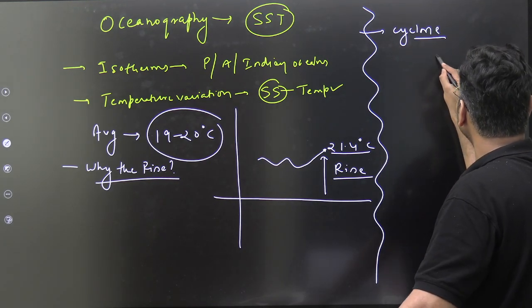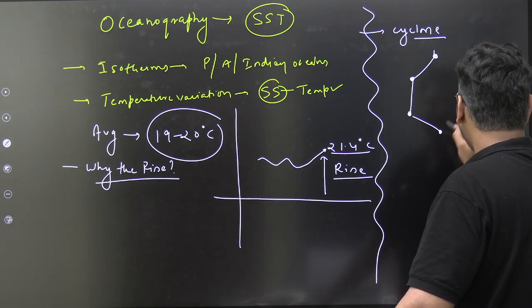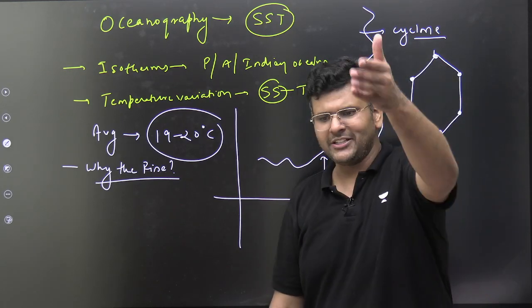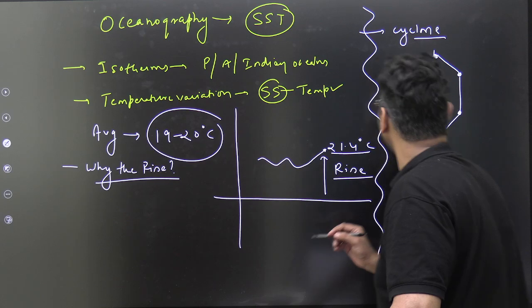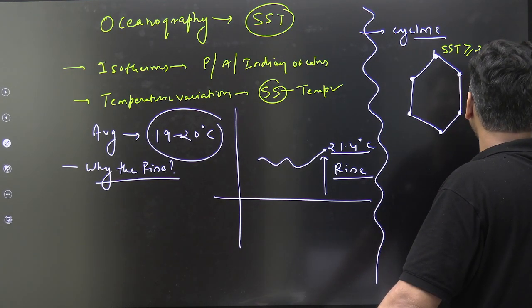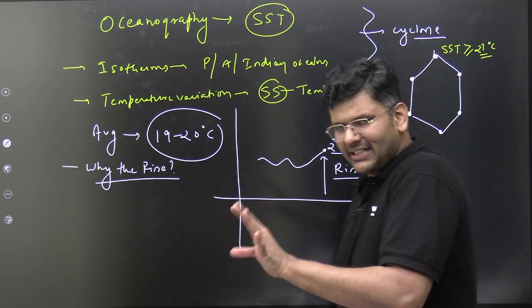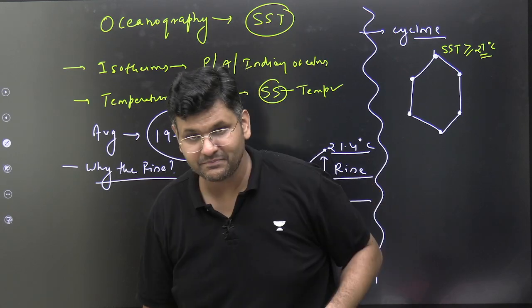You know that cyclones have 6 basic parameters that, if satisfied, a cyclone would come up. And I think instead of me repeating, you can repeat it all yourself. I think you have already mugged up from the class notes. The first was sea surface temperature greater than or equal to 27 degrees Celsius, for a cyclone to be there.